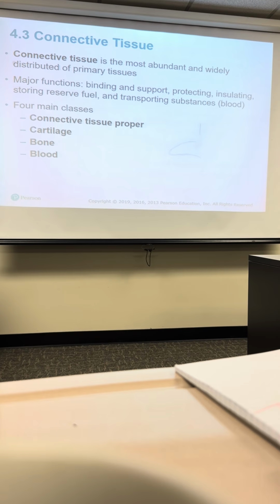What is the major function? Binding and support, protecting, insulating, storing reserve fuel, and transporting substances. So can you tell me who transports substances? Like blood, right? Okay. So there are four main classes. One is the connective tissue proper. The most abundant one is the what? Connective tissue proper. That is the one providing the soft padding tissue right underneath your epithelial tissue.